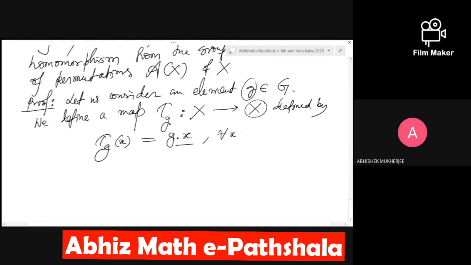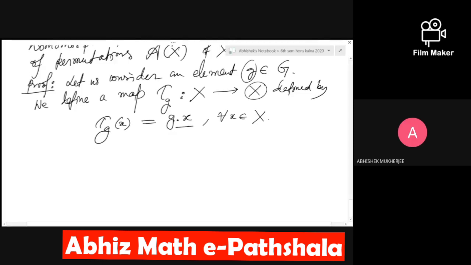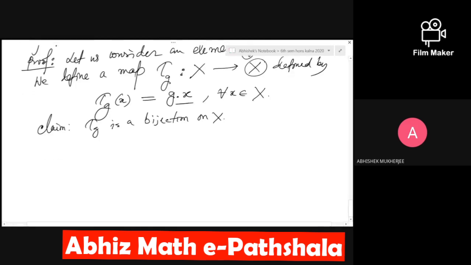So let us check whether it is a permutation on X, that is, whether it is a bijective map on the set capital X. So this is your claim. What is the claim? The claim is that tau g is a bijection on X. This is a very easy check. Let us consider two elements x1, x2 from the set X, and suppose that tau g x1 equals tau g x2. We have to show that tau g is 1-1.